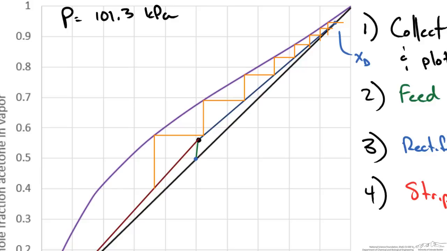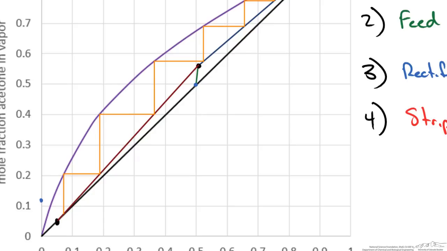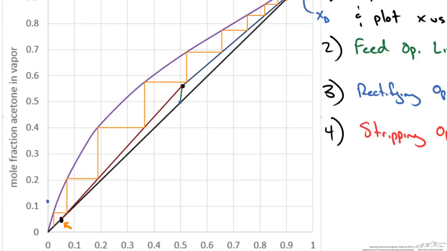So now we're going to continue drawing stages from the equilibrium line to the stripping section operating line. And then we get down to the last one. We still continue all the way to the equilibrium line, but as you can see, the point that we need to reach is in between. So we want to determine how many equilibrium stages there are.